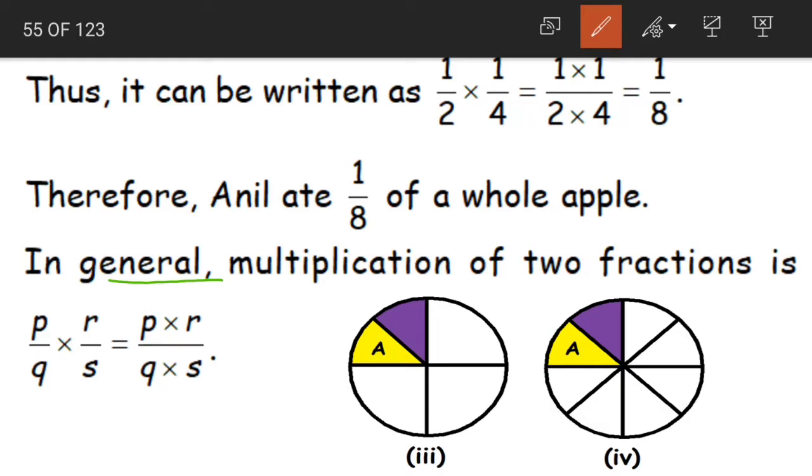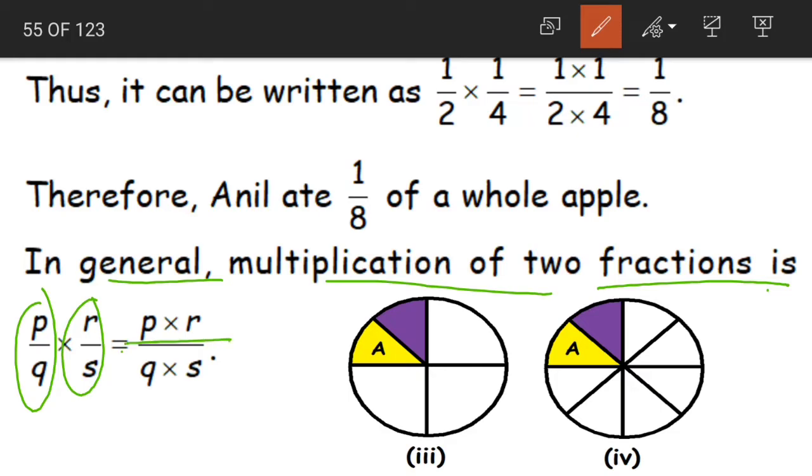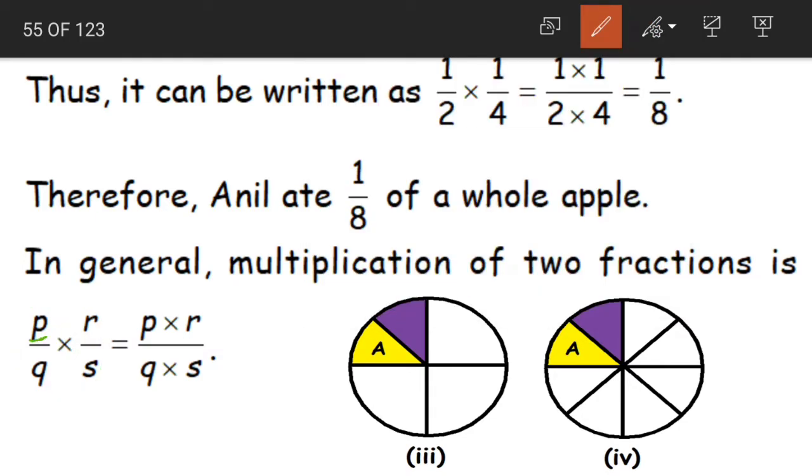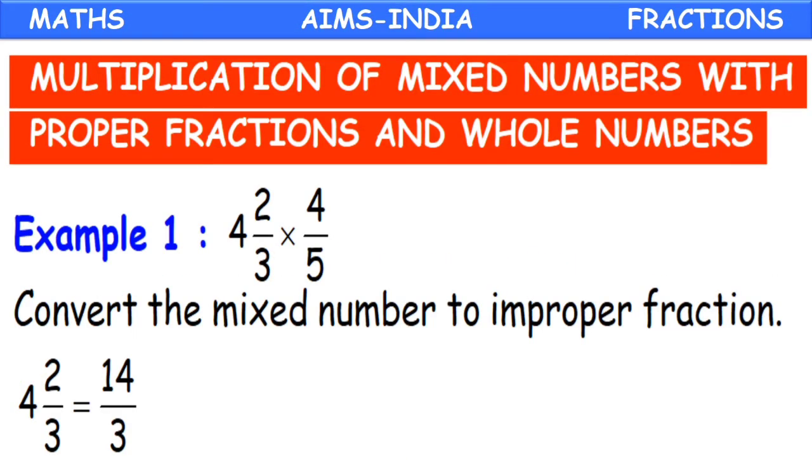So in general, multiplication of two factors, say P by Q and R by S, is equal to P into R by Q into S. And again, as I said, multiplication is very easy, children. We need to multiply the numerators and divide it by the product of denominators.